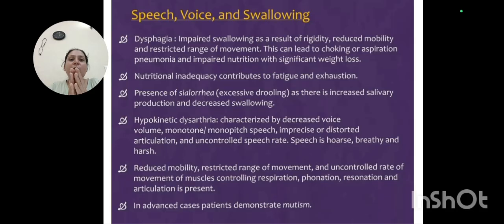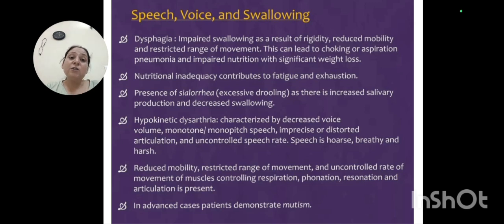Nutritional inadequacy contributes to fatigue and exhaustion. There is sialorrhea, excessive drooling, as there is no increase in salivary production but swallowing is reduced. So he will be continuously reading in the same pitch, as if he is reading the news, but it will be very difficult for him to maintain variation of tone, volume, and pitch of the voice. It will be very difficult for him to do.